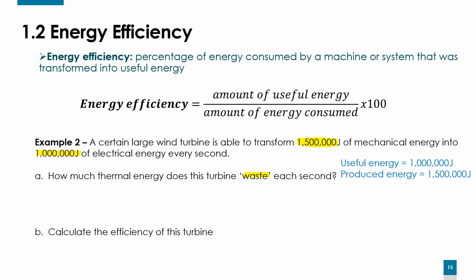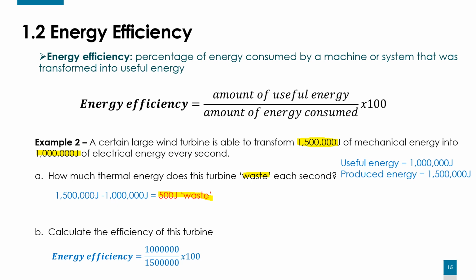And the produced energy is 1,500,000. So how much do we waste? In this case, we waste 500,000. It's not so much at all. How do we calculate? The useful energy divided by the produced energy, times 100. So the energy efficiency in this case is 67%. Okay.